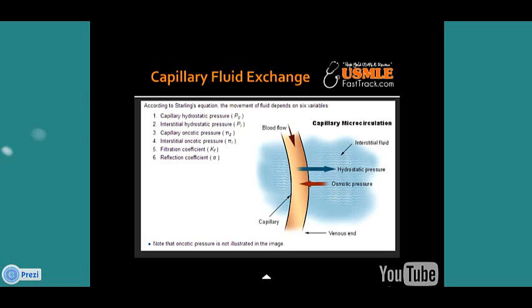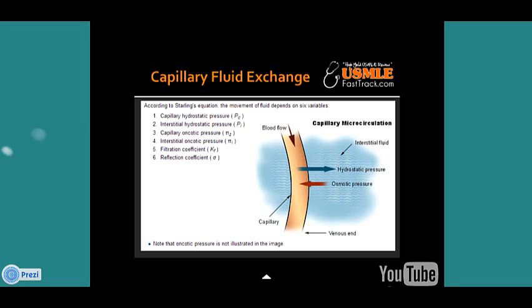What is the filtration constant, also known as the Kf? The filtration constant is the capillary permeability, which is a constant. What is the equation for the net fluid flow, also known as the JV? The net fluid flow is the filtration constant times the P net, which is the net filtration pressure.